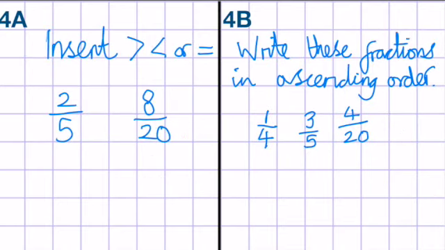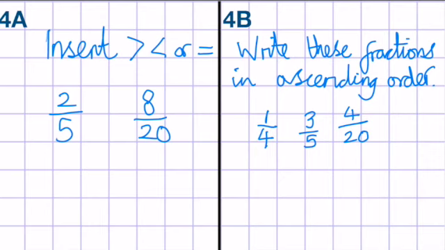Okay, so for 4A, you need to insert one of those symbols to say which fraction is bigger or if they're the same. To do that, you'll need to have the same denominator. And then for 4B, you have to write the fractions in ascending order. Ascending means going up from smallest to highest. Again, you'll have to change the fractions to have the same denominator. Okay, press pause, then we'll do it together.